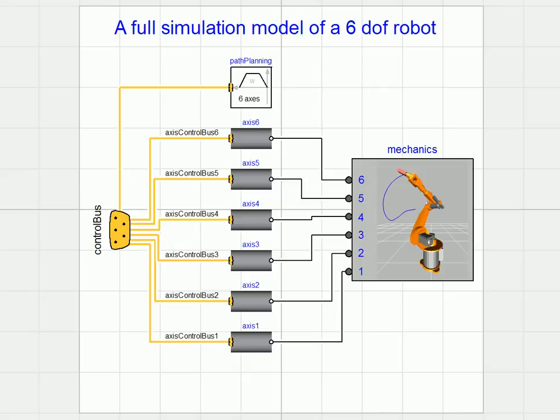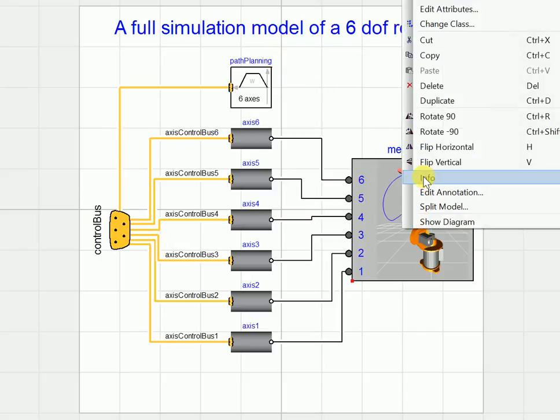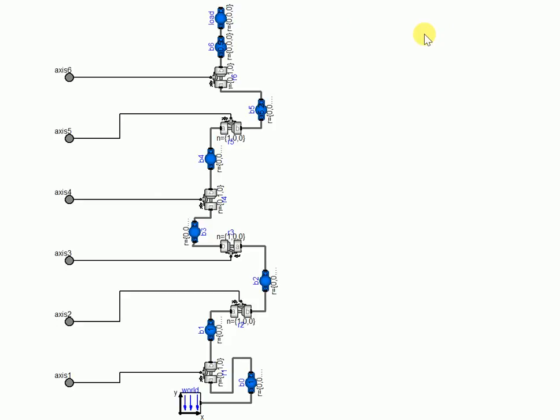So our model here is basically made of three main parts. The first part is here, it's the mechanical part of the robot. The second part is here, it's the axis, so it's basically the motor and the controller of every axis of the robot. And we have a global control bus here with a path planning. It means that we want the robot to start at one point A and go to point B at the end of the simulation. So now let's have a look at what is inside the mechanics.